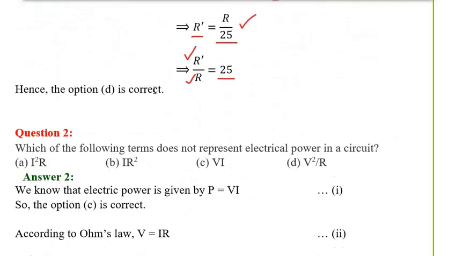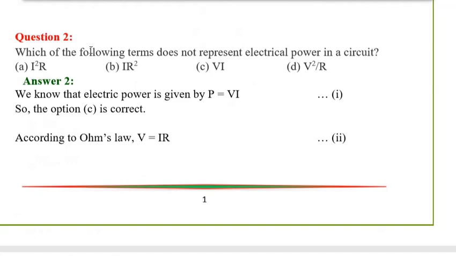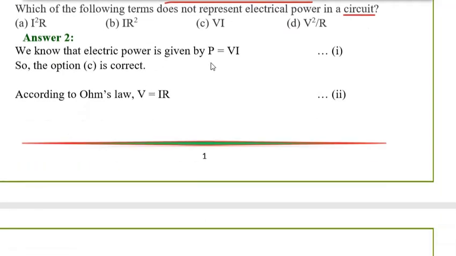Let's see the question number 2. This is the question number 2. Which of the following terms does not represent electrical power in a circuit? Option A, I square R. Option B, I R square. Option C, VI. Option D, V square by R. Once again I read the question number 2. Which of the following terms does not represent electrical power? So we recall the formula of power.